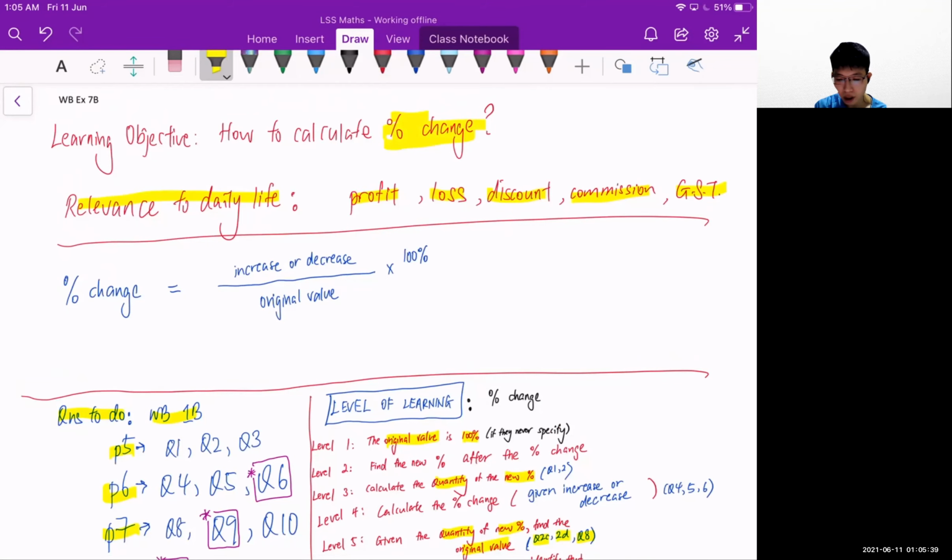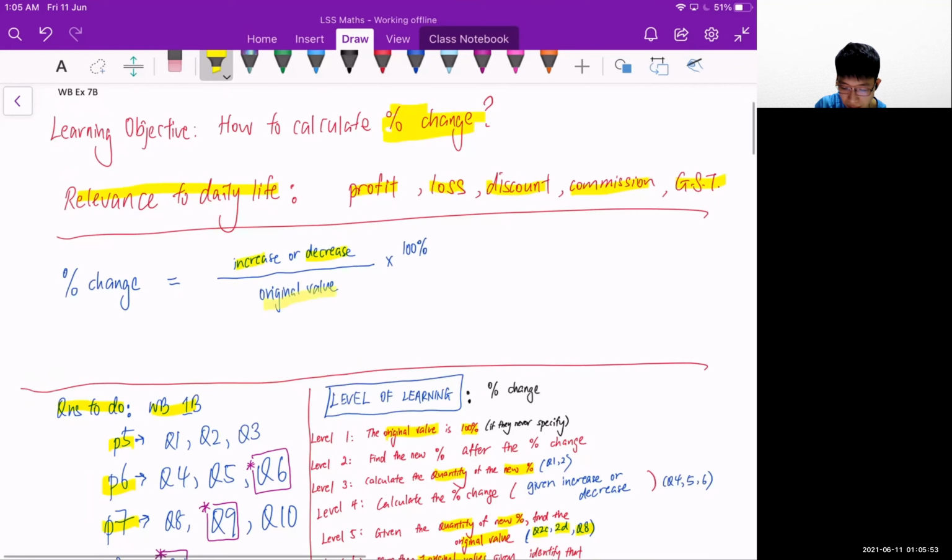So for this percentage change, it has only one formula that you need to know for this entire section here. So we are taking the increase or decrease in value over the original value times 100%. So what do I mean? Let's look at some examples.